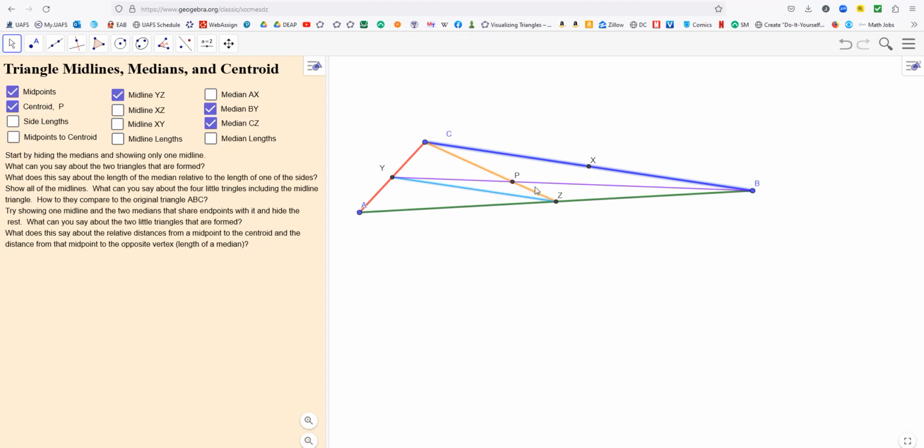Okay, so we have that. Well, what's the proportionality constant? Well, this side YZ corresponds, this median corresponds to the side CB.